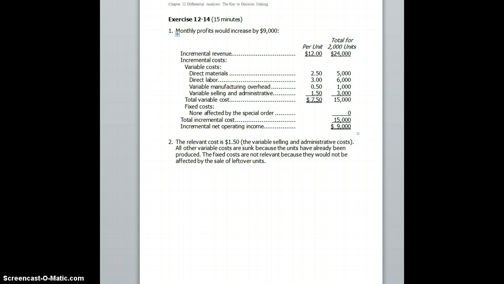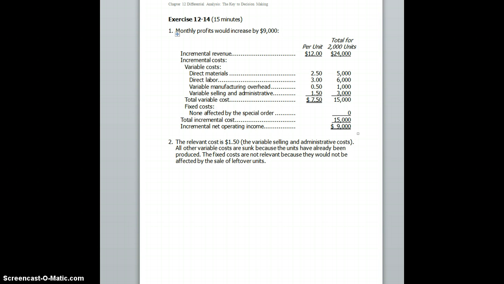per month. We're also told that the normal selling price is $15 a unit, and the company's capacity is 10,000 units per month. An order has been received from a potential customer overseas for 2,000 units at a price of $12 per unit. This order would not affect regular sales.